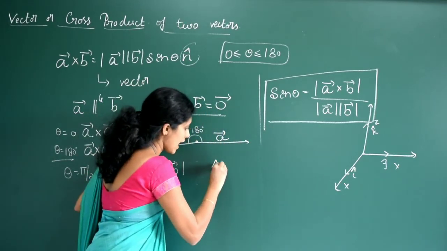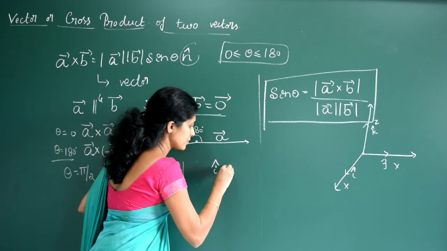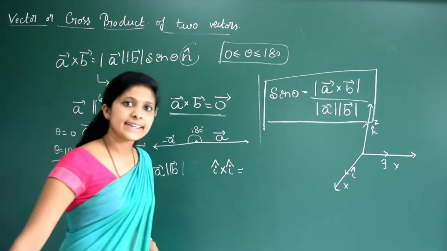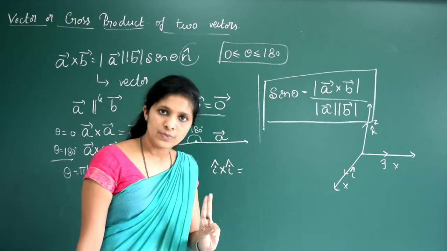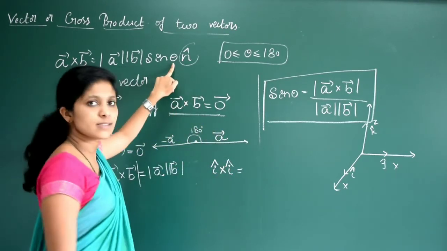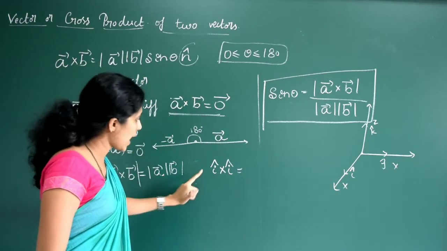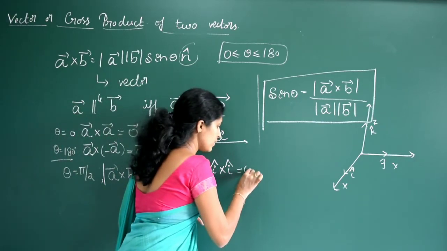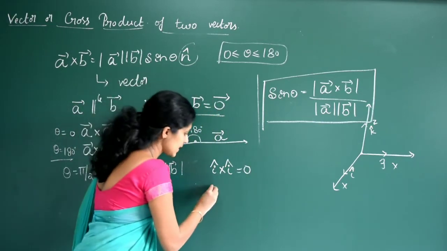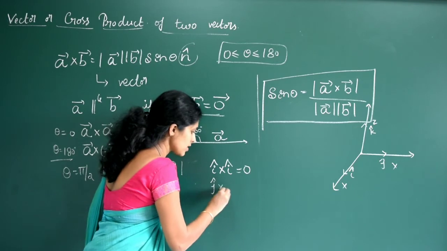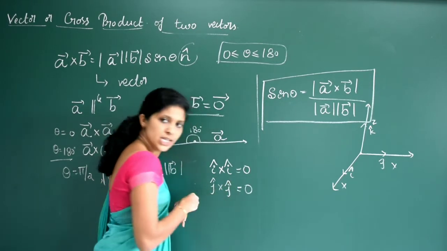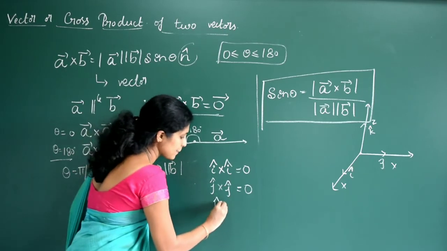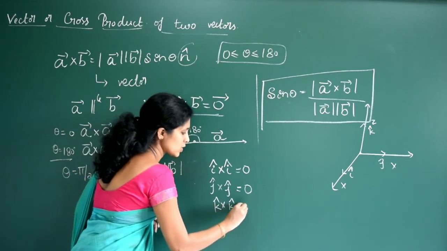If I write i cap cross i cap, can you say what it is? I mean the angle between them will be 0, right? If I substitute 0 here, sin 0 will be 0. So i cap cross i cap will always be equal to 0. Similarly, j cap cross j cap, the angle between them is 0, so this will be equal to 0. And k cap cross k cap will also be equal to 0.